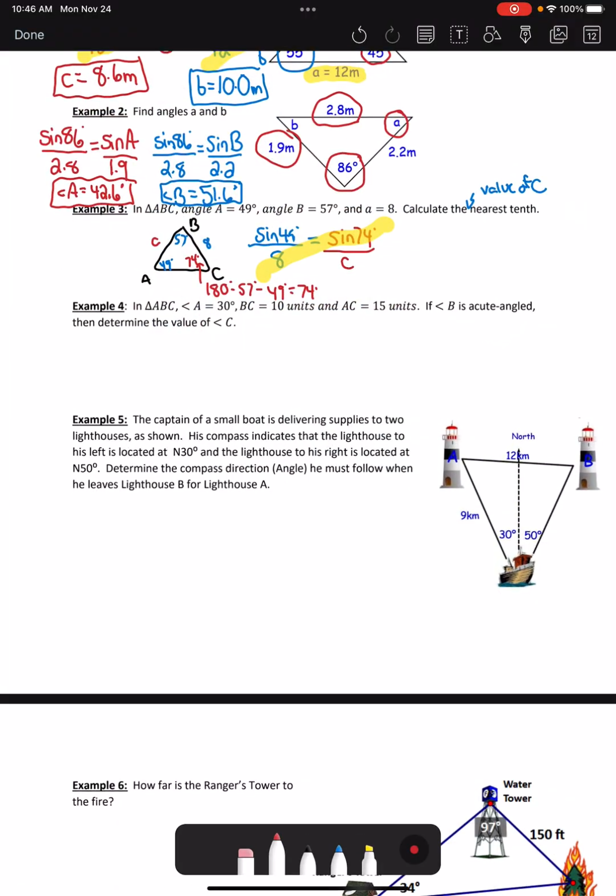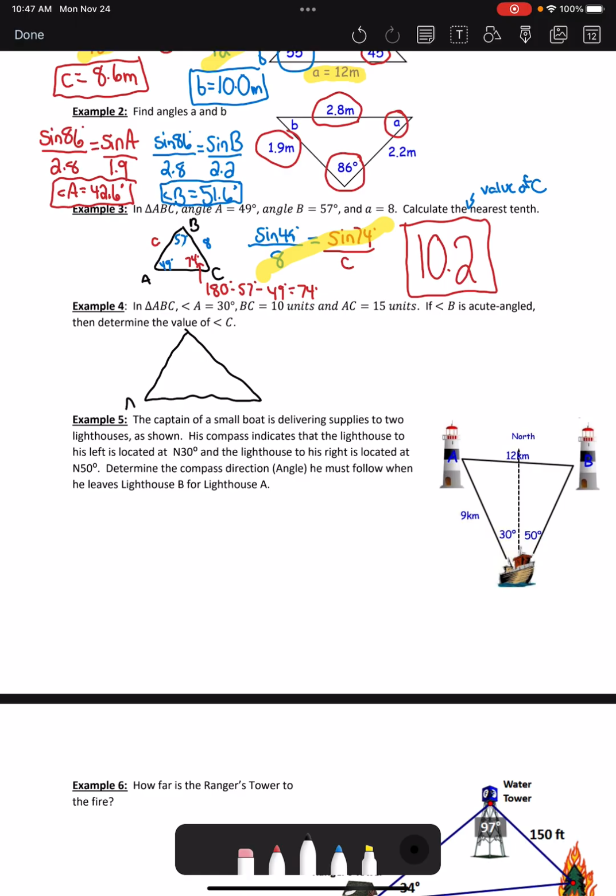So my answer will be 10.2, and it doesn't give me a measurement like centimeters and meters, so I'll just leave it as 10.2. Okay, example 4. So it says in triangle, here's another one. So draw it out and then just label it.